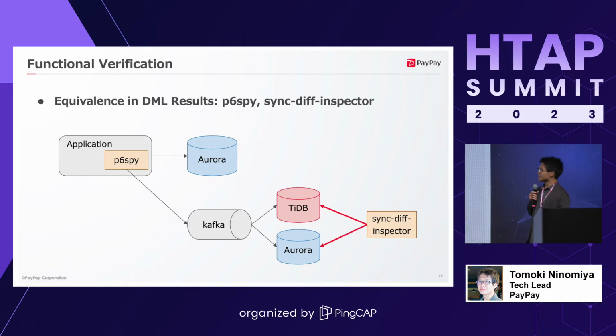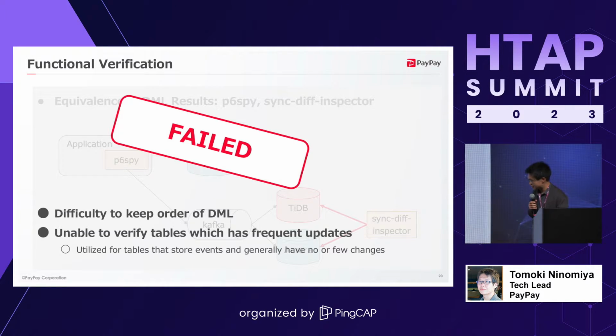As a result, it failed because we had 2 issues. First one is difficulty in keeping all of the DML. Since we have huge throughput, we needed to use multiple Kafka partitions. This means it will change the order of DML. And with a single partition, this is not enough to handle all queries. So this is one of the issues.